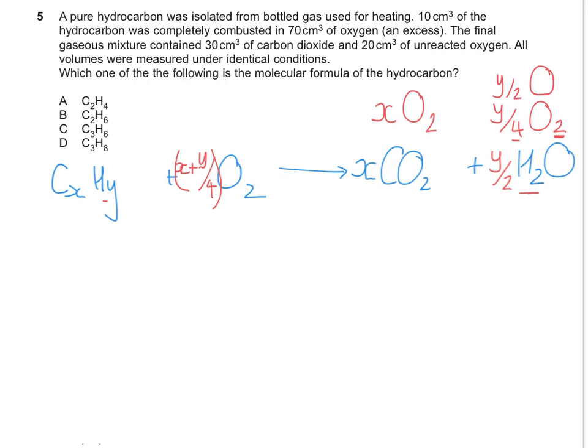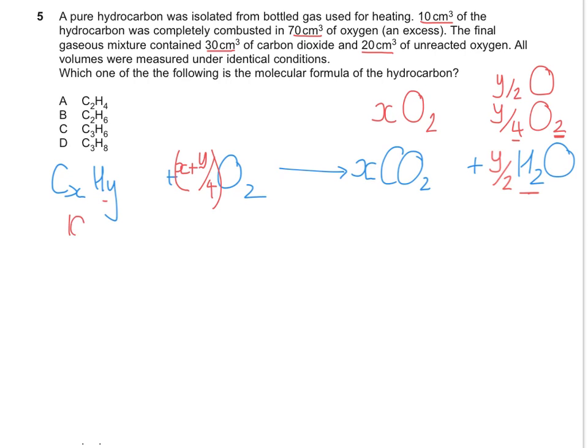Now, looking at the question, you need to be careful about how you read these questions. So I've been told that 10 centimetres cubed of the hydrocarbon was completely combusted in 70 centimetres cubed of oxygen. However, that was an excess. What that means is that more was added than was needed to react. So it's not that 70 centimetres cubed of oxygen reacted, it's that that is how much I added. And then the final gaseous mixture contains 30 centimetres cubed of carbon dioxide and 20 centimetres cubed of unreacted oxygen. So let's write down that information underneath the relevant parts of the equation.